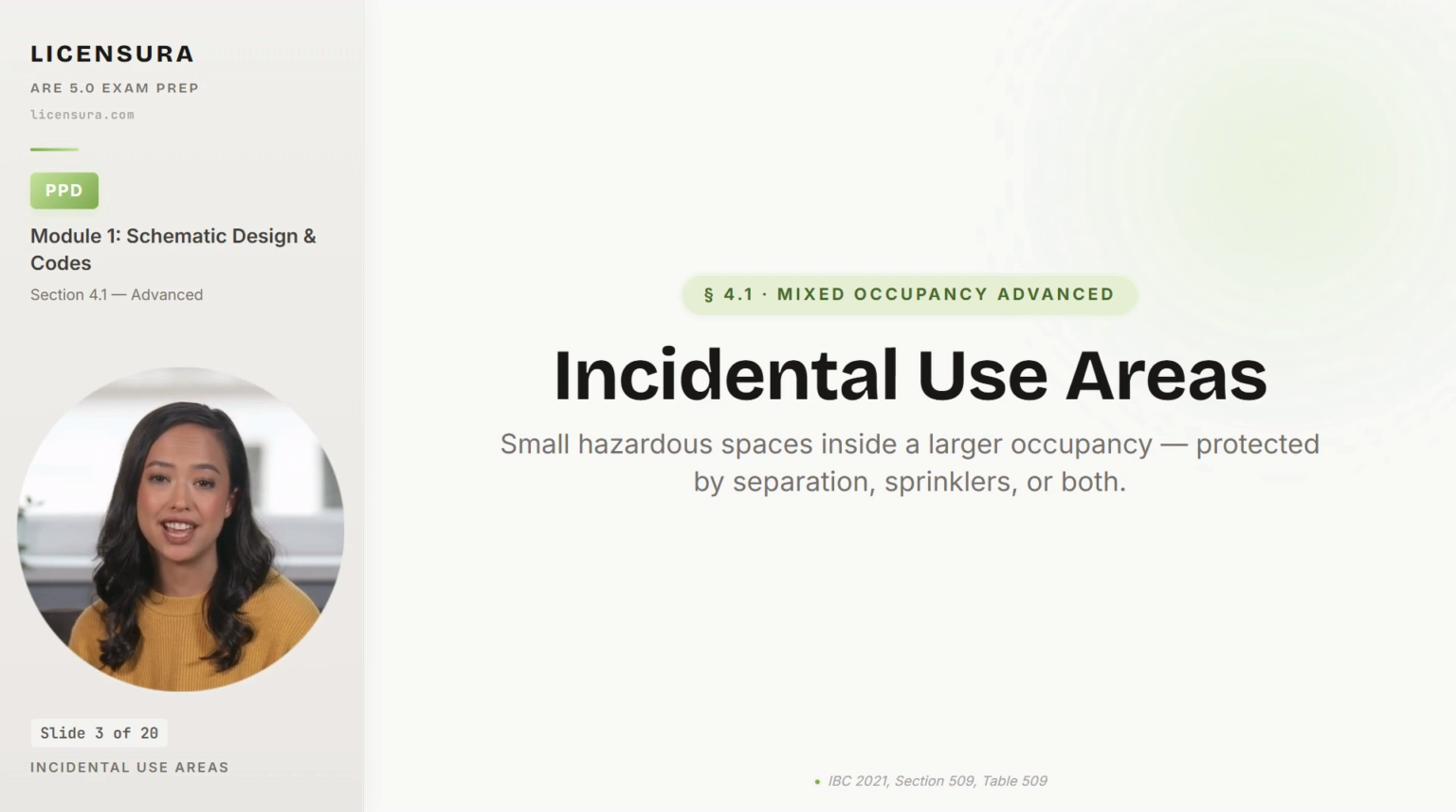Architects who treat these as afterthoughts get cited in plan review and waste a permit cycle fixing what should have been correct on the first set. Fail this on the exam and you lose the question. Miss it in practice and the inspector flags the drawing back to you. Three incidental uses appear on almost every exam, and the protection pattern follows a strict logic.